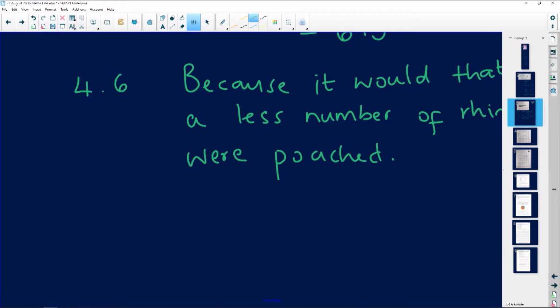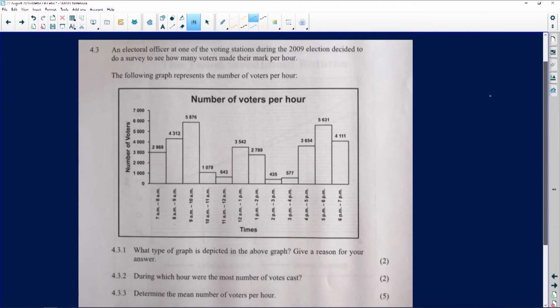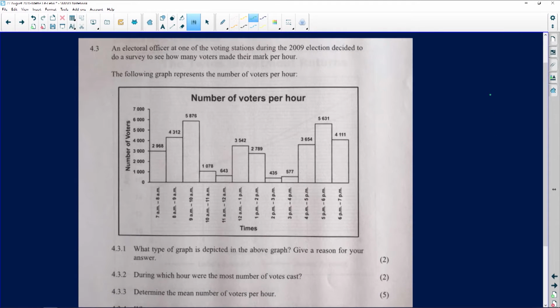Let's look at the next question. The next question, another bar. No, this is not a bar graph. Be super, super careful. This is a histogram.